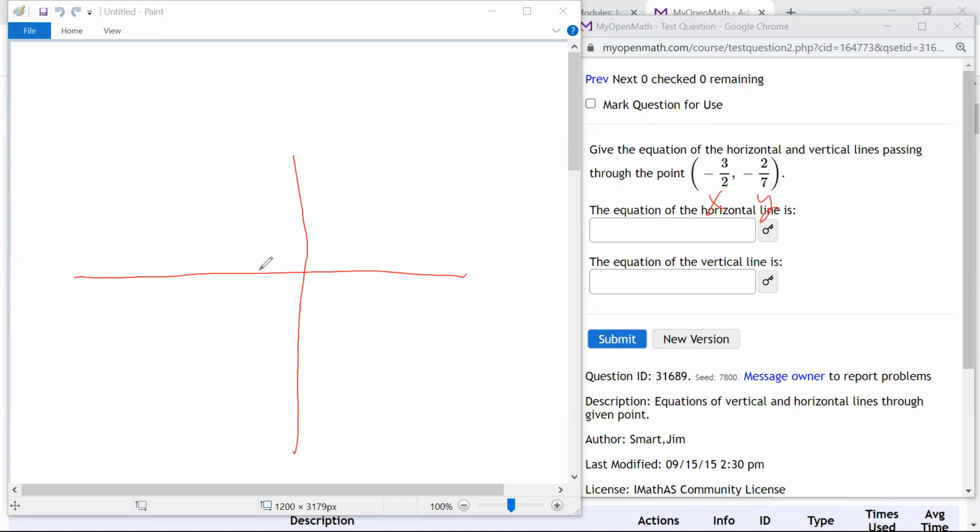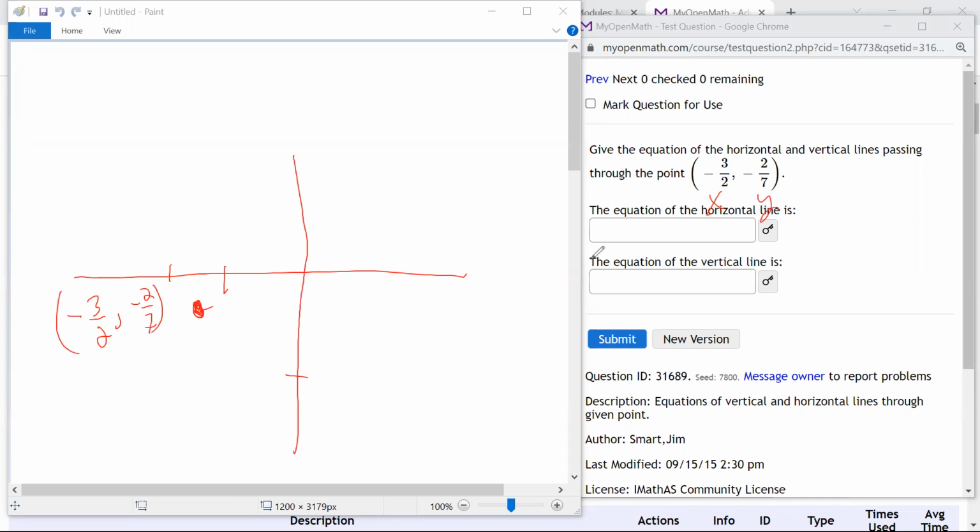So I'm gonna make a very big graph here. And I know that that point is right about, I don't know, a 1.5. I know that point is right about here. And the coordinates of that point, X is -3/2 and Y is -2/7.